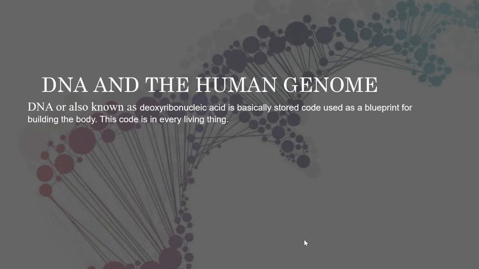DNA in the human genome. So DNA, as I mentioned before, is a code, and this code is used to build up our body like a blueprint. This code is in every living thing. So it goes from anywhere from a plant to a dolphin to yourself. Everyone has the same type of code sequence, just all of our sequences are different. So technically, if you put a DNA sequence of a dolphin in a human embryo, they would turn into a dolphin. Like technically.